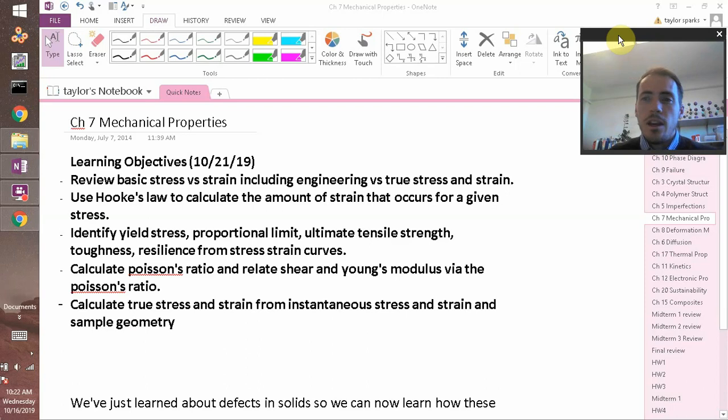Class, today we're starting chapter 7, which is mechanical properties. Some of this will be a review, I think, for many people, so we're going to go fairly quickly through today's part. Our learning objectives are as follows.